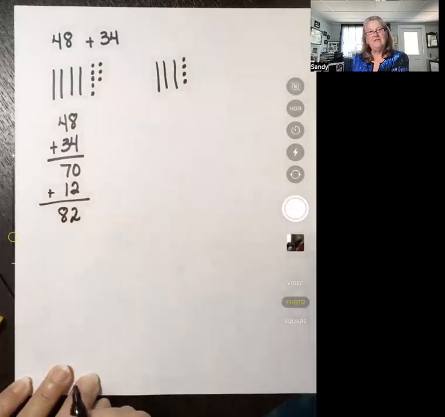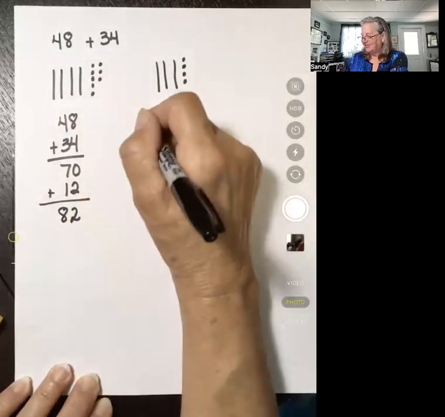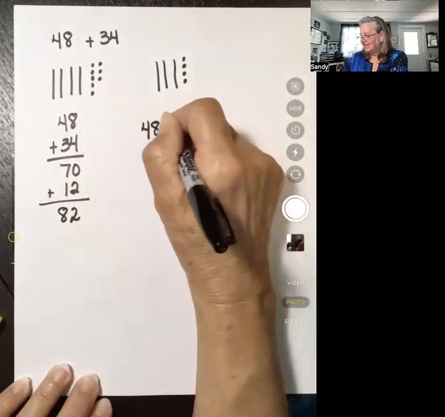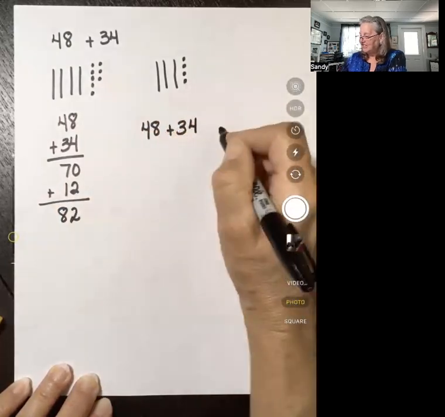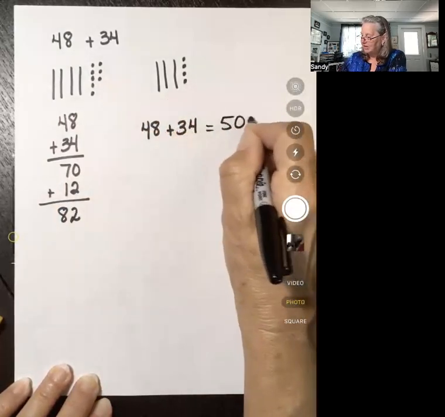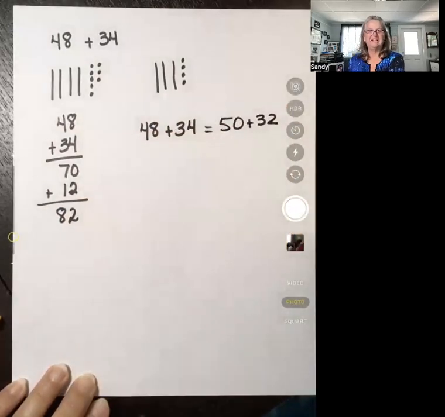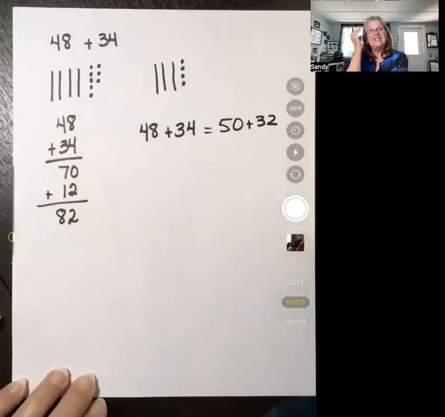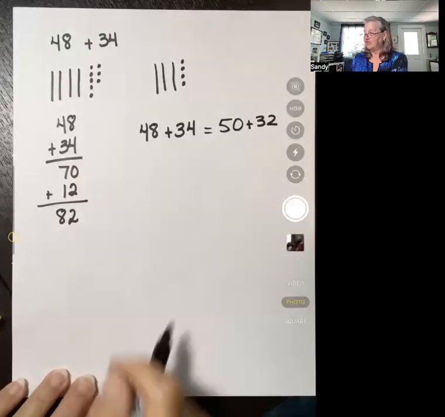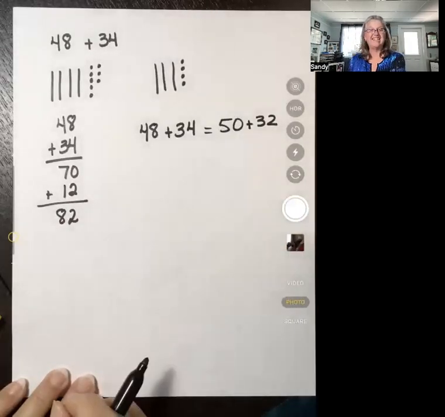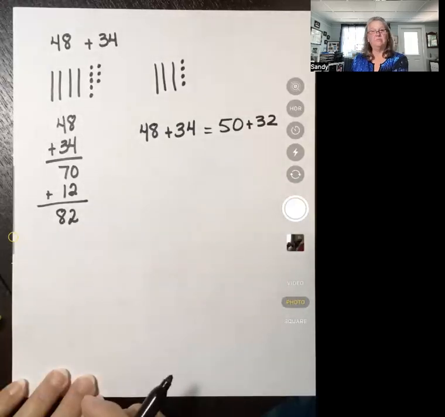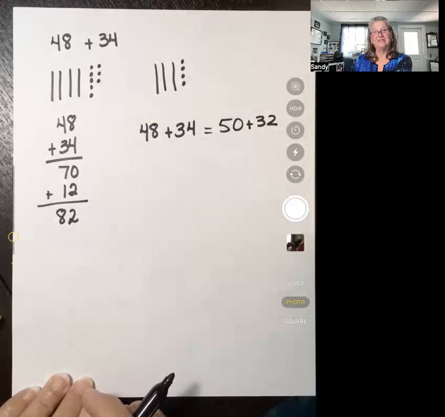Now, some of you may have looked at that 48 and 34 and immediately thought, oh gosh, I can just think of that as 50 plus 32. Use the associative property, right? So that's the key about procedural fluency. It's flexibility. It's looking at these and saying, oh, I could use the associative property. I could bridge to that decade. Oh, I could use partial sums if I want, use place value and combine like terms.